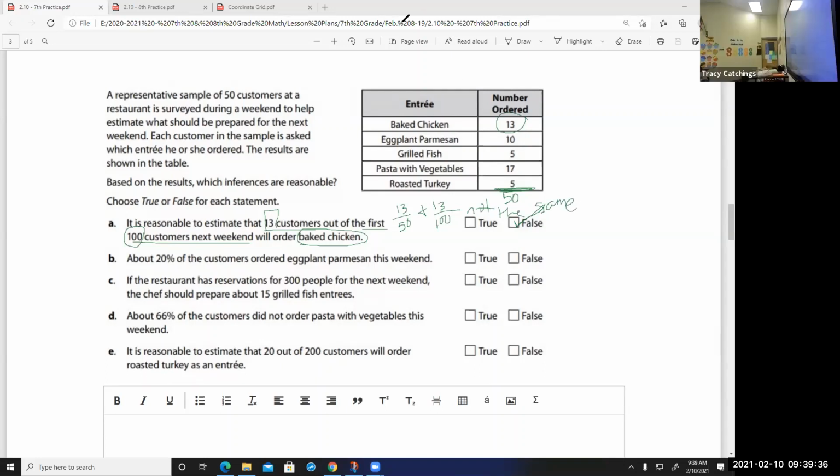All right, looking at B. B says about 20% of the customers ordered eggplant parmesan. How many people ordered eggplant? 10. And we said we got a total of how many? 50. All right, 50. Somebody simplify 10 out of 50.